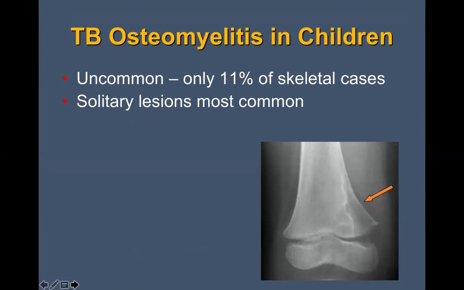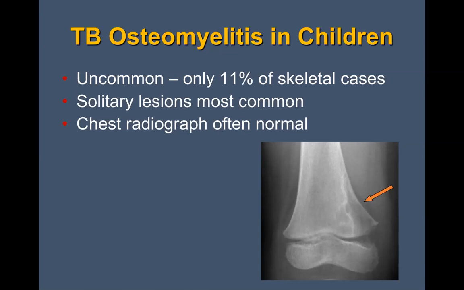It's also pretty uncommon, and most often we'll just see a solitary area of bone involvement in children. It's usually not multifocal. Often once again, we don't tend to see any pulmonary disease. So if you have a child that comes with a lesion like this, you wouldn't necessarily know right off the bat that you're dealing with TB here.